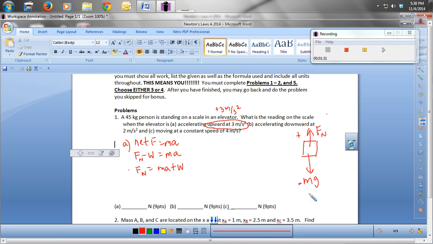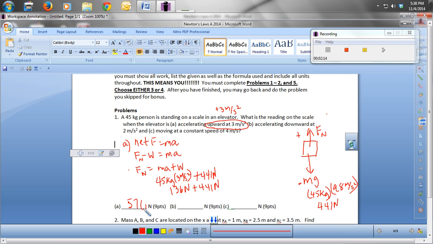Well, the weight is mg, mass was 45. Gravity is always 9.8 if we're on planet Earth. So the elevator is going to move a person that weighs 441 newtons. So that's going to be 45 kilograms times 3 meters per second squared plus the weight of 441 newtons. That's going to give me 136. I'm going to add that to 441. And if I did that correctly, I should get 576 for this answer right here.